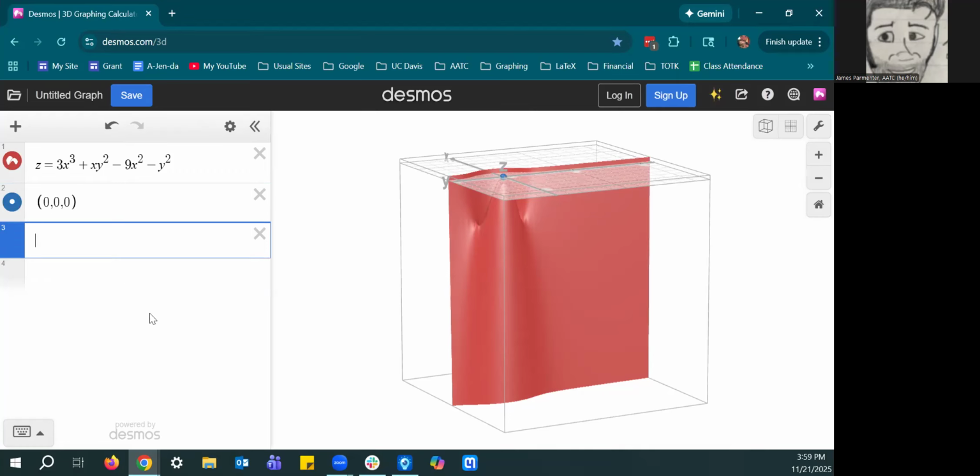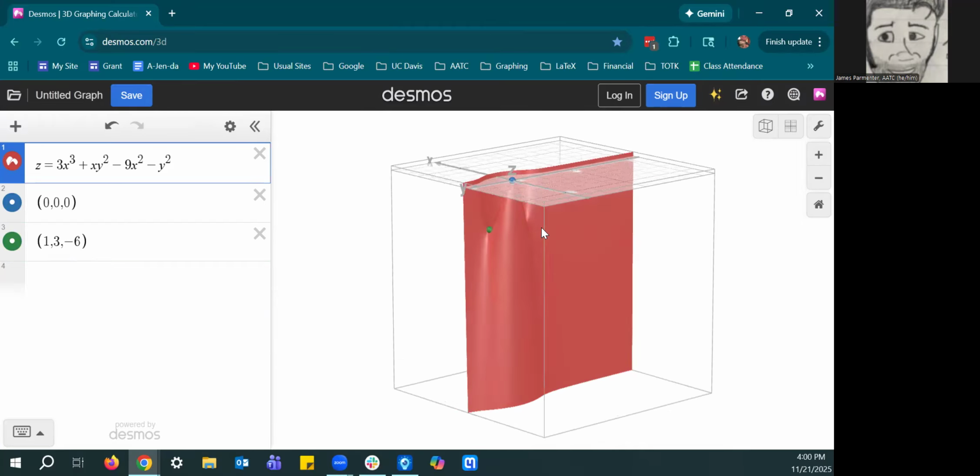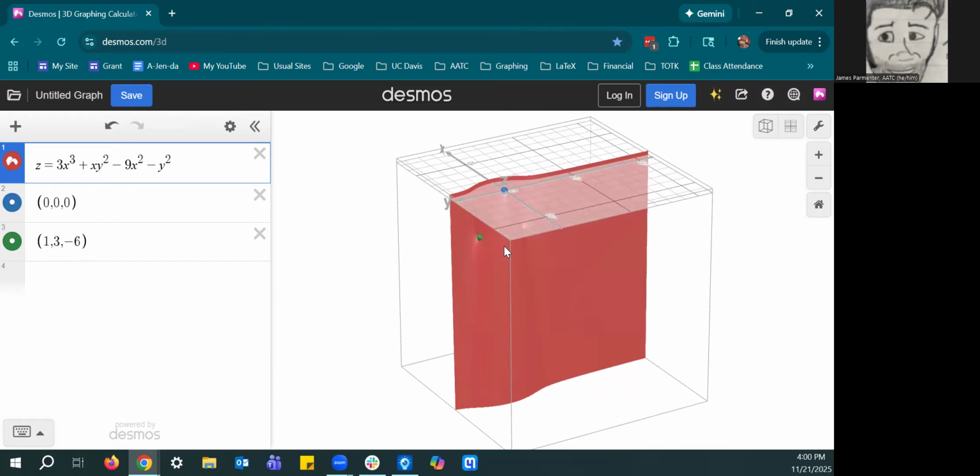And what was another point we had? 1 comma 3? Yeah. What do you get when you plug in 1 and 3? You get 3 plus 9 is 12, minus 9 is 3, minus 9 is negative 6. So there's your saddle point right there. It's a minimum in one direction and a maximum in another direction.